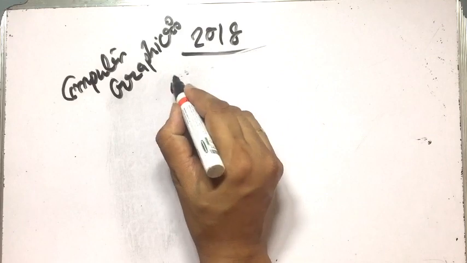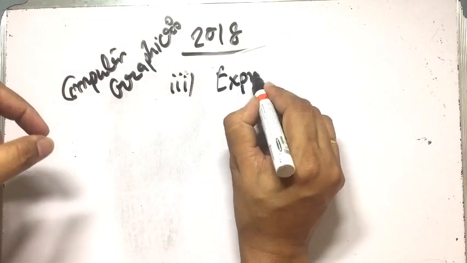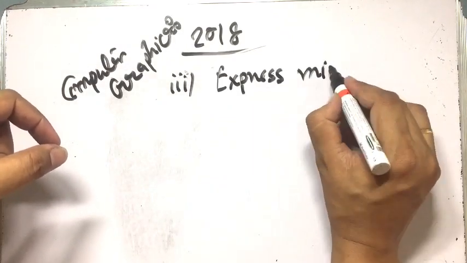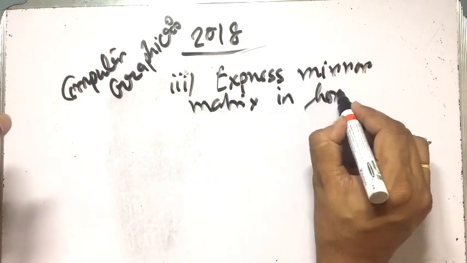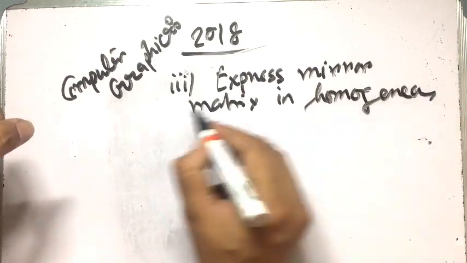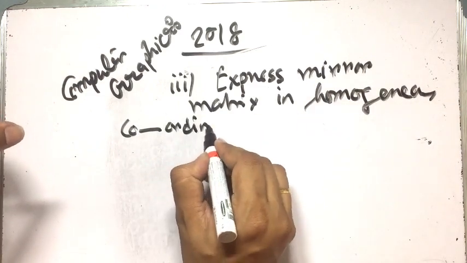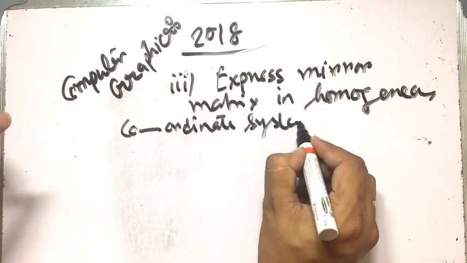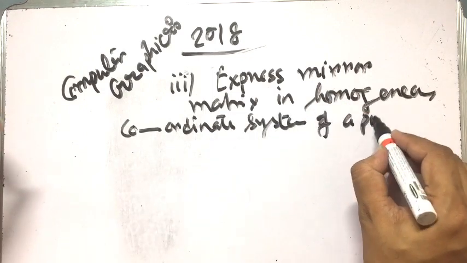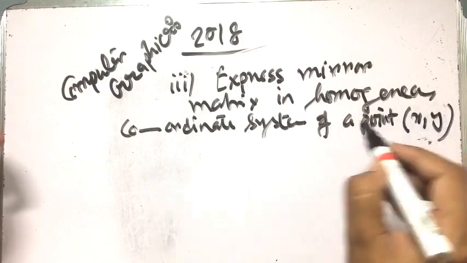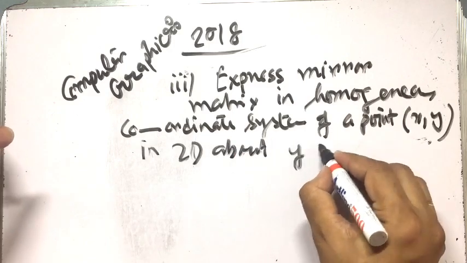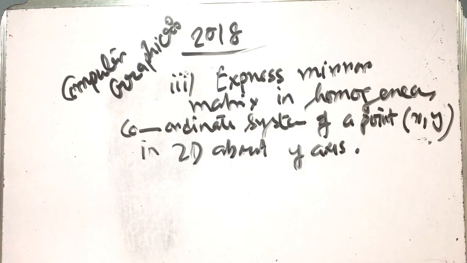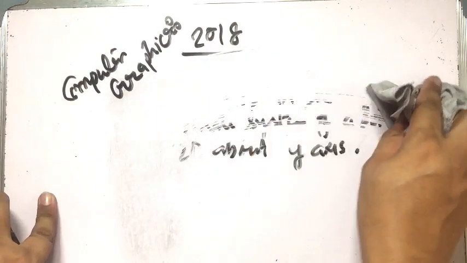So that is the distinction between viewport and window. Next question number 3. Express the mirror matrix in homogeneous coordinate system of a point x, y in 2D about the y-axis.